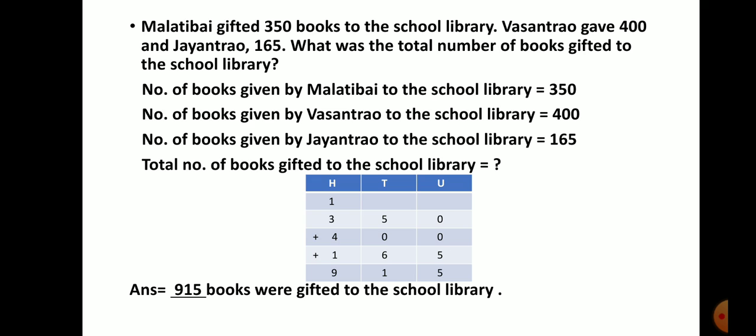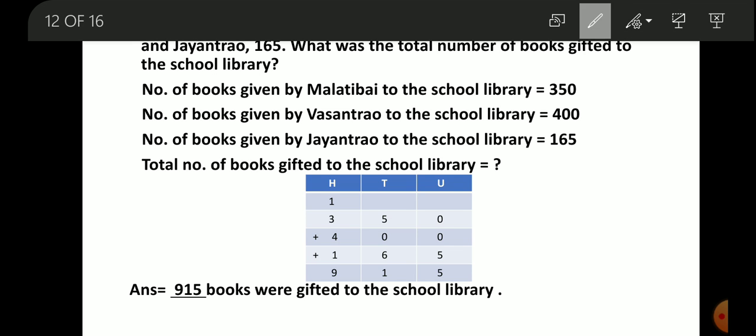Now, the question is, what was the total number? So this word total means it is an addition problem. So the last statement will be: total number of books gifted to the school library will be how much? You'll add all the 3 numbers, write them below, hundreds, tens, units, and put 2 plus signs. Two plus signs, one for the second number and one for the third number.